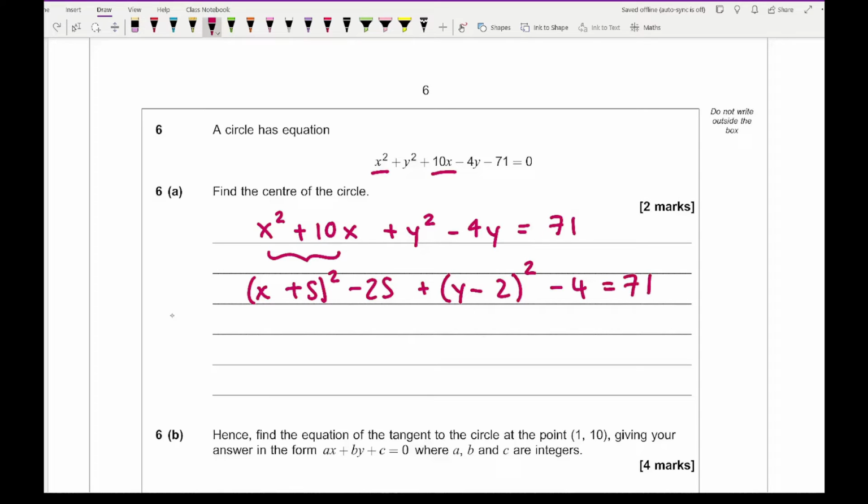equals 71. Now the question is only asking me about the centre, so I don't need to work out the radius or anything like that. So here we know that the centre, therefore, is going to be minus 5 and 2. Now typically, if you could see what the centre is going to be straight away, then the 2 marks are: one, for having the correct x ordinate, and the second mark would come from the correct y ordinate. So if you can spot the centre, which many of you probably can, once you've developed an understanding of equations of a circle, then it will be fine just to go straight to the answer for the 2 marks.